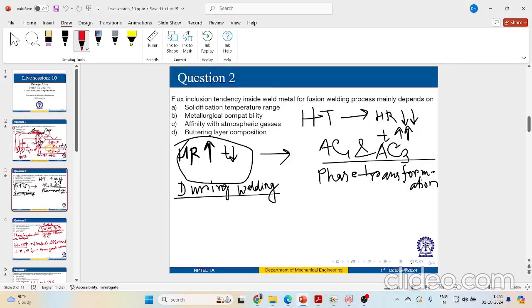Flux inclusion tendency inside weld metal for fusion welding processes mainly depends on what? If you are asking about flux inclusion, it is always correlated with affinity with these atmospheric gases, right? None of the other choices are related to this flux inclusion tendency.